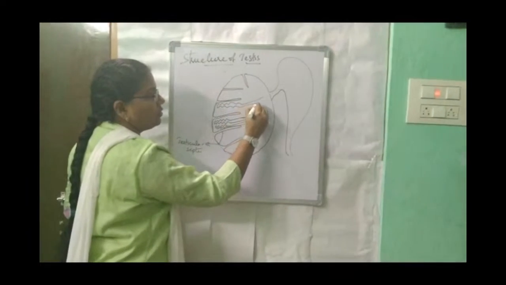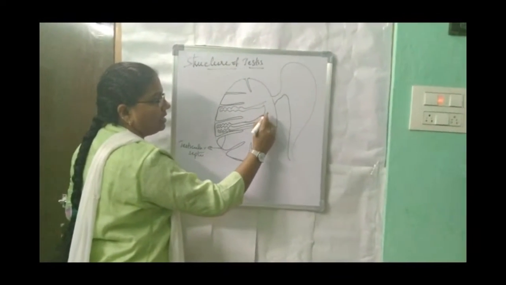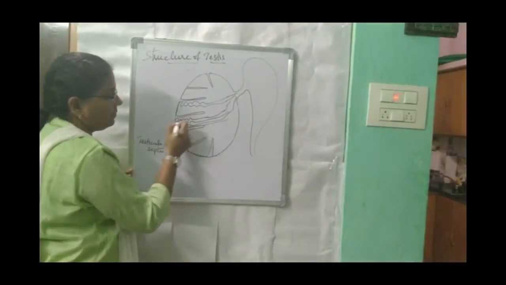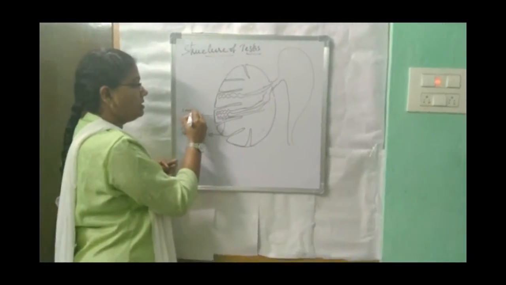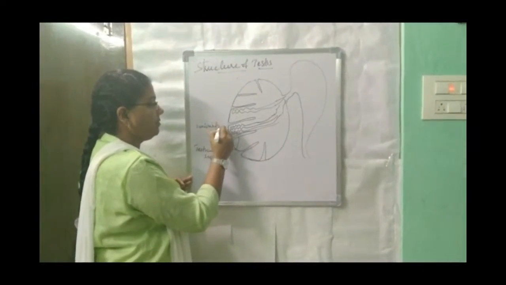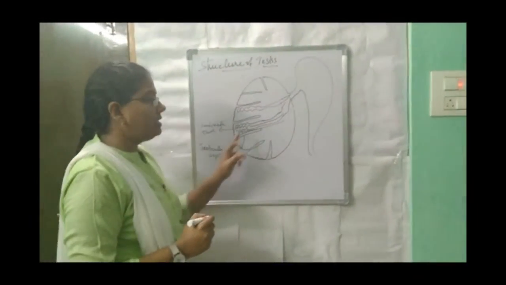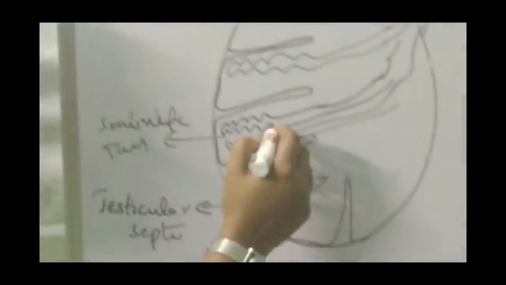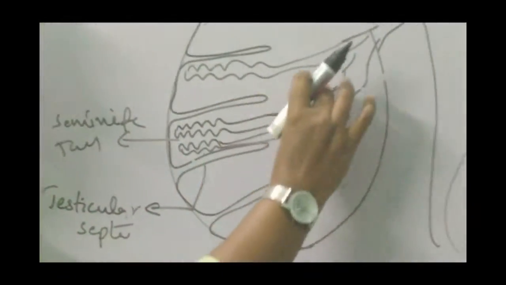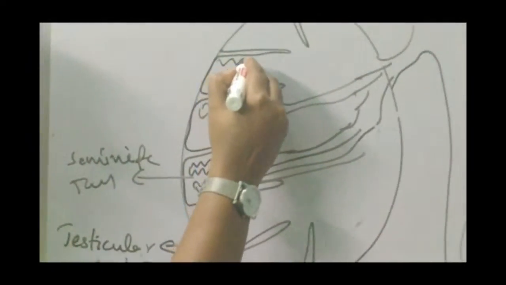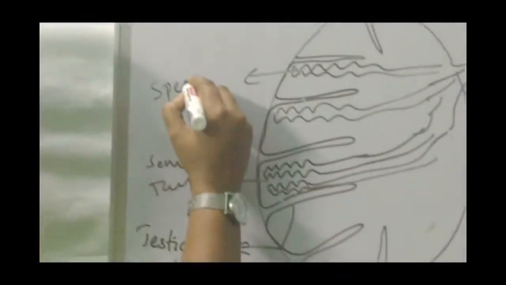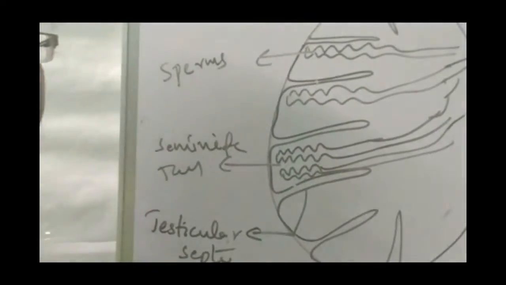Each seminiferous tubule is connected to the others, and they connect to the epididymis. These are the seminiferous tubules. Each seminiferous tubule has two parts: the first part has many folds, and the second one is a straight line. What is the use of seminiferous tubules? They produce the spermatozoa, or sperms.